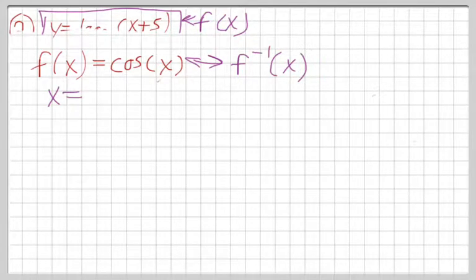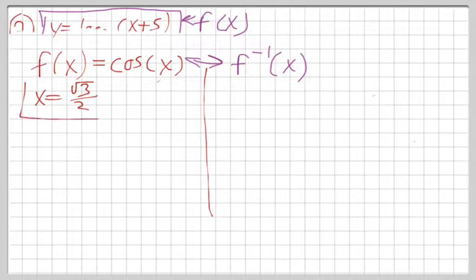Let's write that in red because that's what we're talking about here: when x equals the square root of 3 over 2. Let's keep everything separate here. On the inverse, we're going to have to switch the x's and y's, right? So let's ask this question: when does the y value equal the square root of 3 over 2?